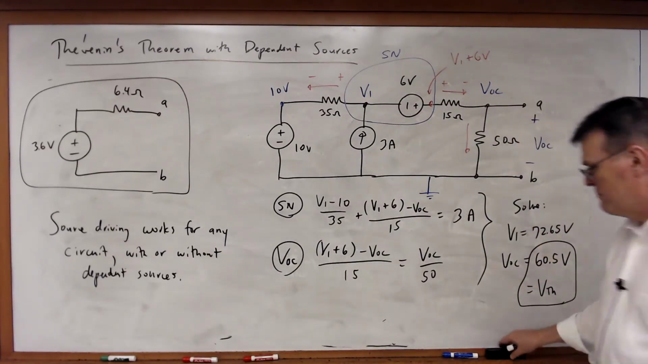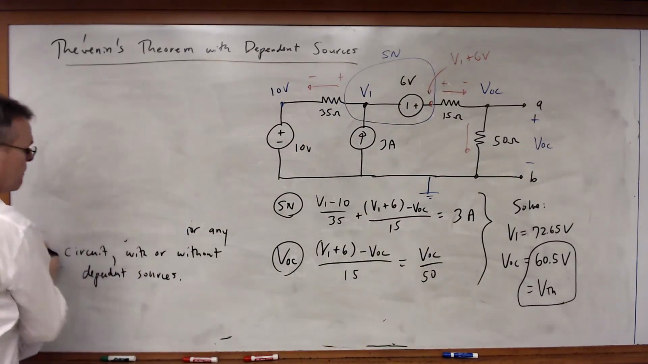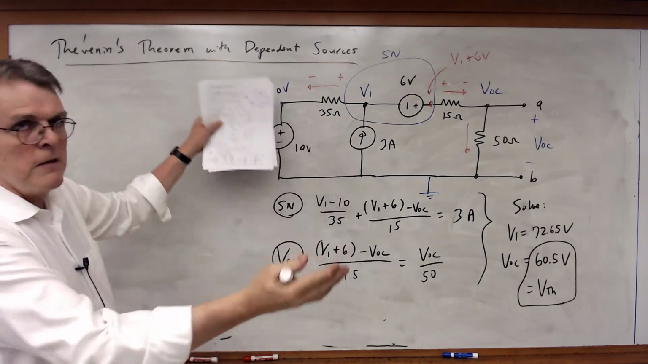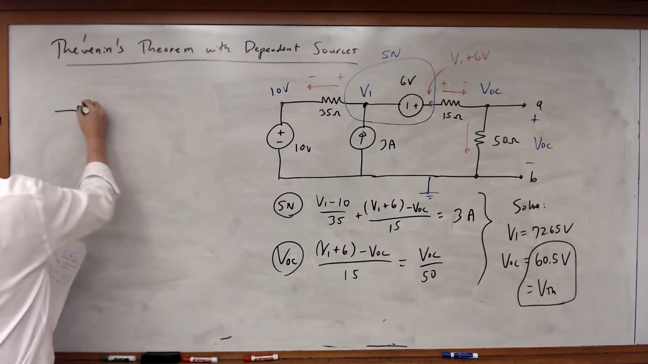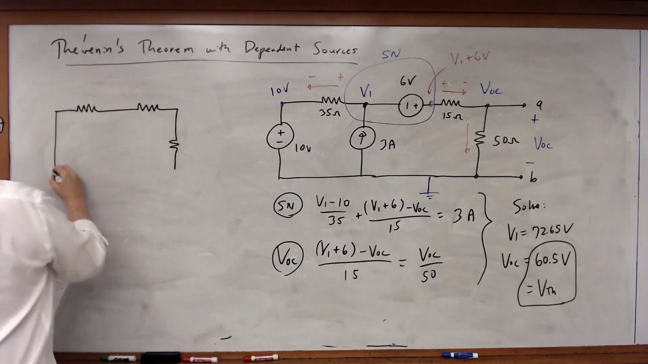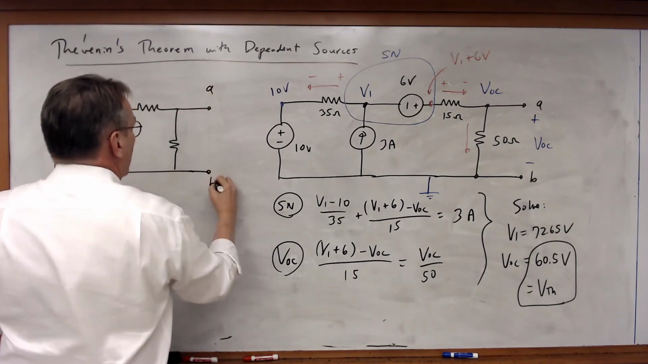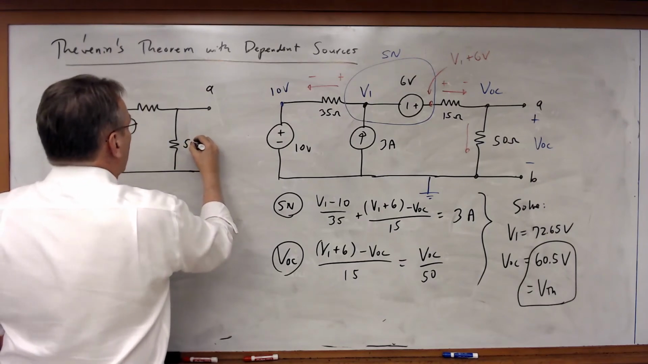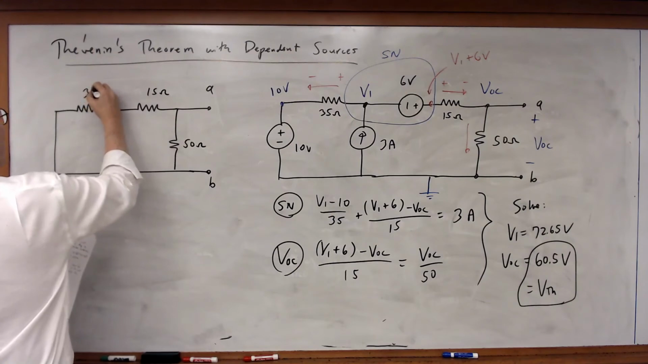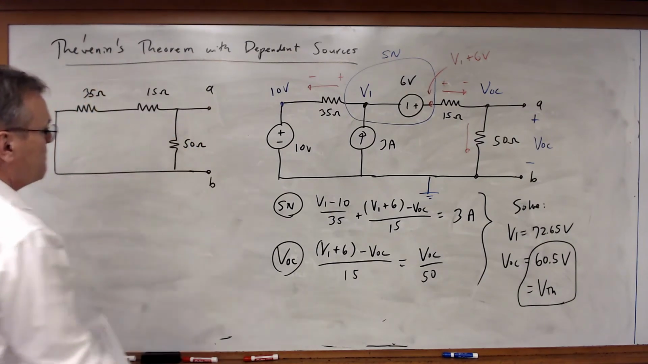What about RTH? What about my Thevenin equivalent resistance? Okay, take my original circuit, zero out the sources. I want to find the equivalent resistance between A and B.